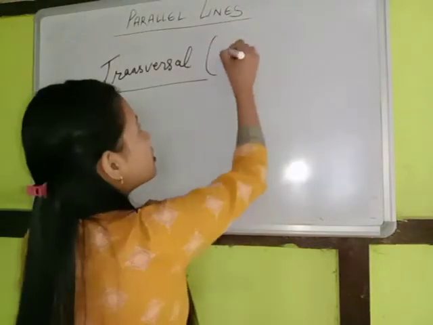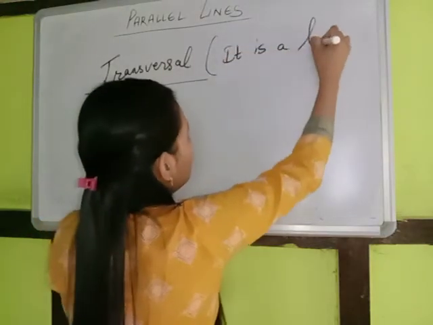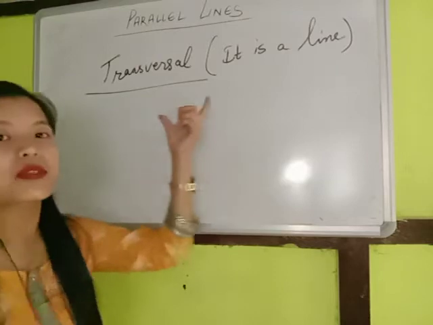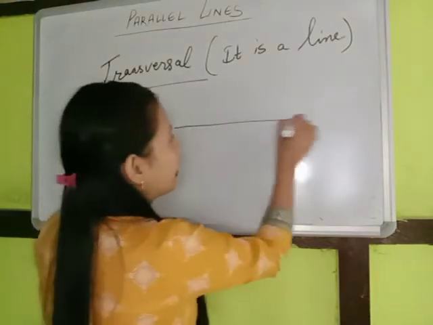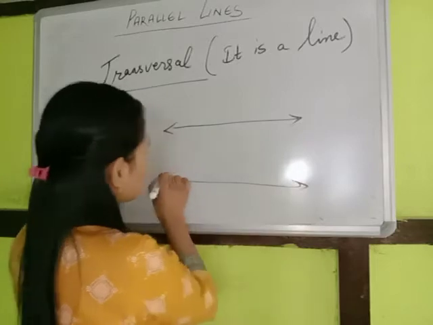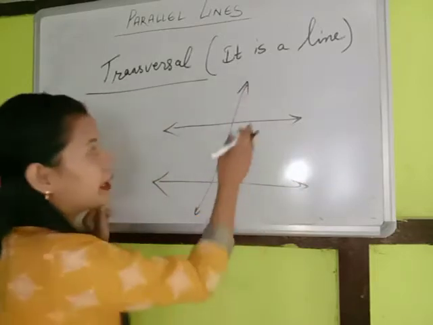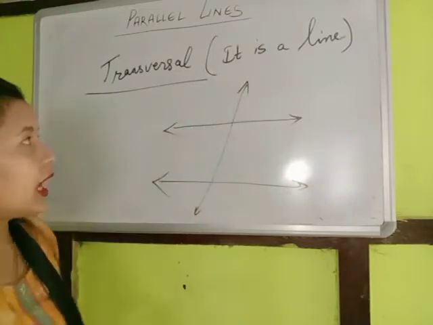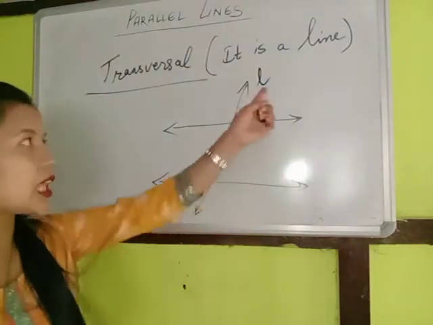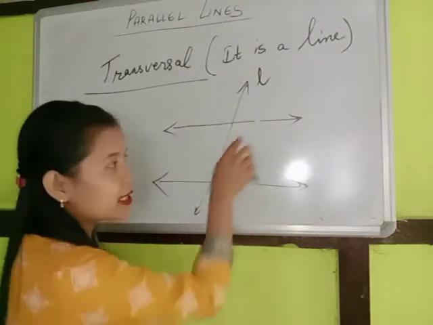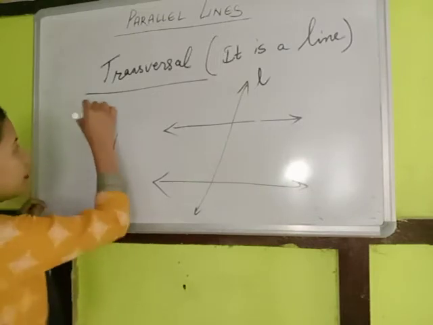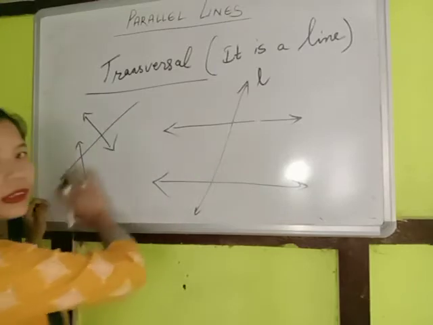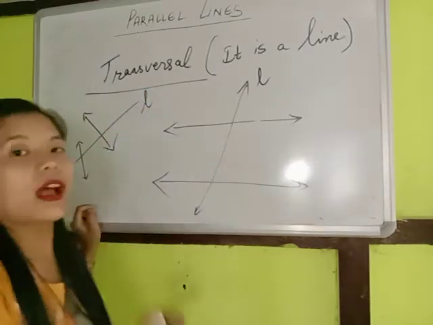Transversal is nothing but a line. So what kind of line is named as transversal? The line which crosses over any two other lines is named as transversal. You see this third line, let me name this line L. This line crosses over these two lines, right? The two lines need not always be parallel. If we have this line and this line, and there is another line which crosses over them, then this line is also called a transversal.